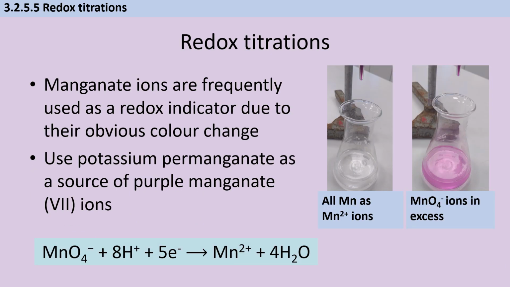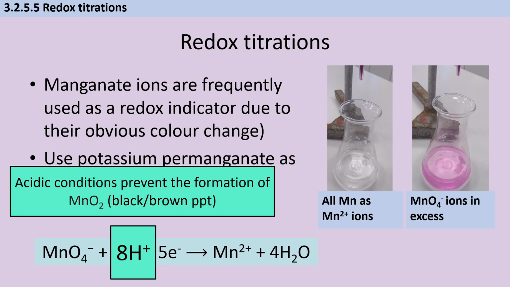Manganate ions are frequently used as a redox indicator because potassium permanganate is this really vibrant purple colour, but as the manganese is reduced from +7 to +2, it becomes colourless. In order for this reaction to proceed as it should, the potassium permanganate needs to be acidified using sulfuric acid. If we don't have acidified conditions, then the reaction won't proceed as it should, but also we may form manganese dioxide, which is a black or dark brown precipitate.